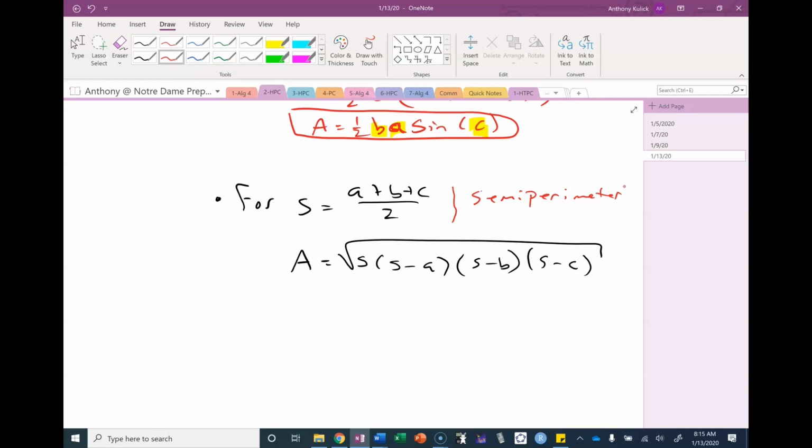And semi, if you get semi-monthly or something, it's like twice, right? So if it's like half of it, anyways. Yes, Bella? What is S? S is equal to A plus B plus C over 2. What is it? It's the semi-perimeter. Which is? Half of the perimeter. Okay. A plus B plus C divided by 2.